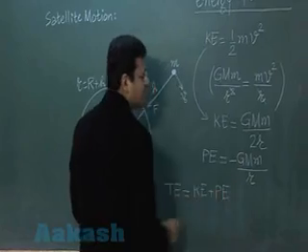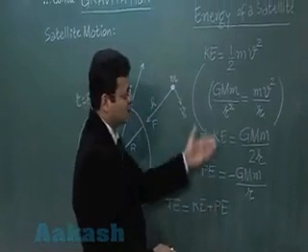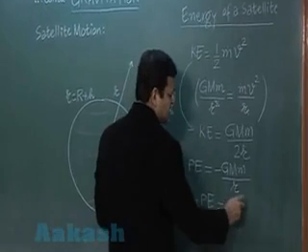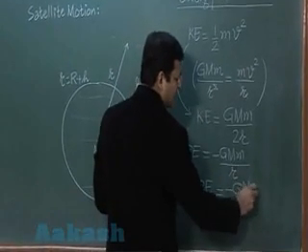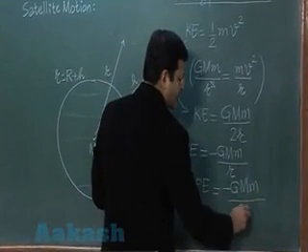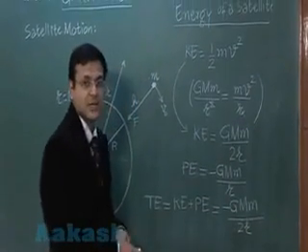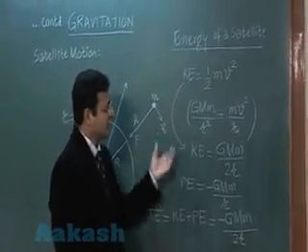Sum of the kinetic energy and potential energy. If you add these two, then it will become minus G capital M small m upon twice of small r. You understand? If you add these two, you will be getting this expression. Now you see there are several things to be learned here.